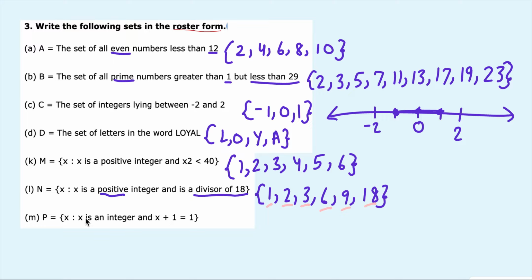So now the next one, it says set P is equal to x such that x is an integer and x plus 1 equals 1. So therefore, we'll go ahead and make our braces sign, and our answer would be just 0 because only 0 satisfies this condition. So 0 plus 1 equals 1, and that's the only number that works and is an integer. So therefore, it'll just be 0.